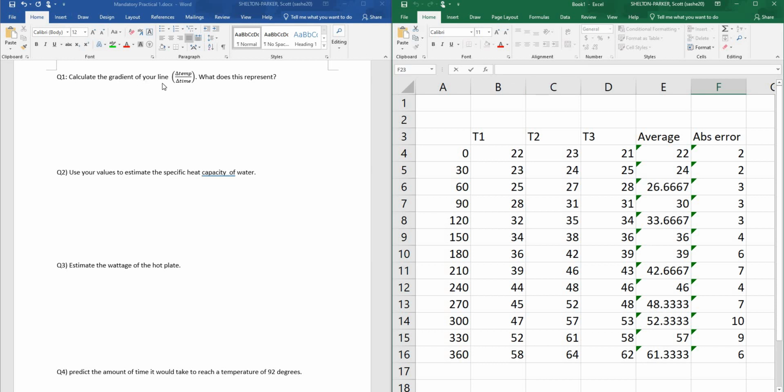So calculate the gradient of your line. So the change in temperature over the change in time. What does this represent? If I was to put my phone on silent, let's do that now. Whoever that was. If I was to calculate change in temperature over change in time, does anyone want to have a thought as to how I would do it?